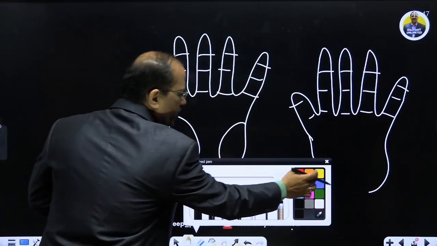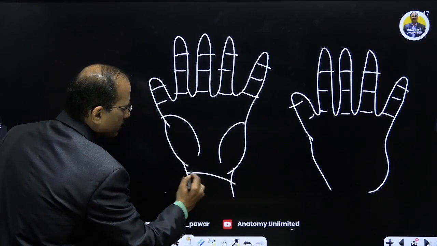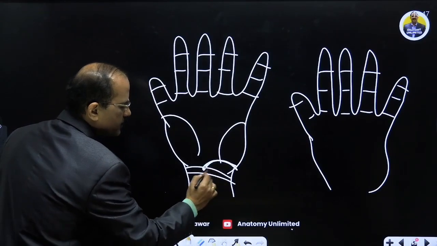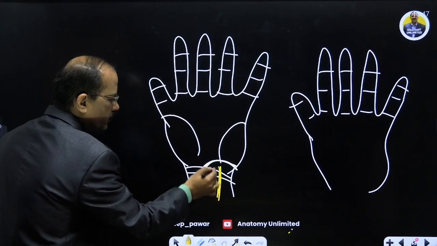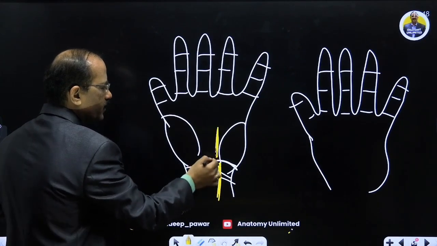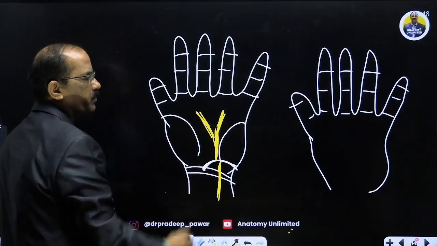So I am drawing the ulnar nerve here. I'll just make it like this. This is the volar carpal ligament. This is the ulnar nerve. Ulnar nerve enters the hand, then divides into a deep branch and a superficial branch. Yes, this is the superficial and this is the deep branch.